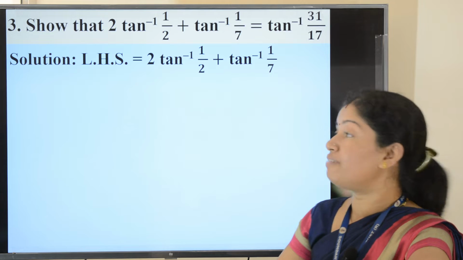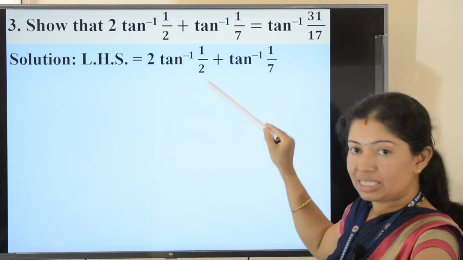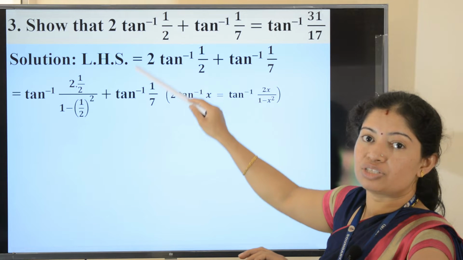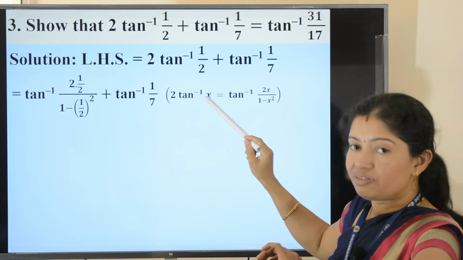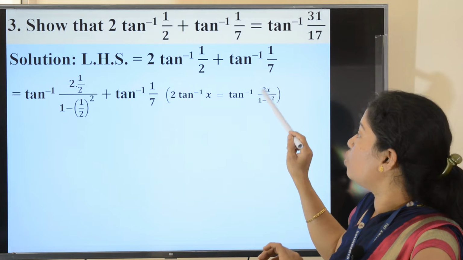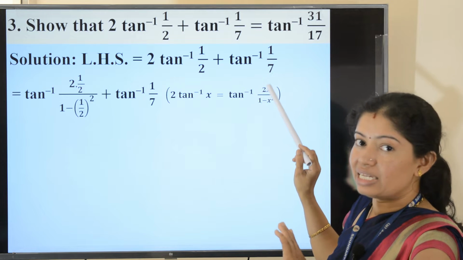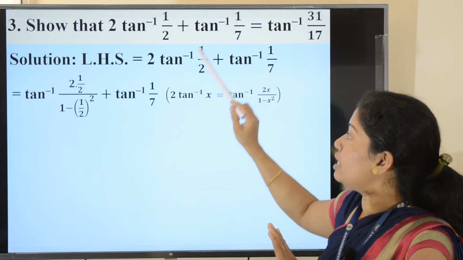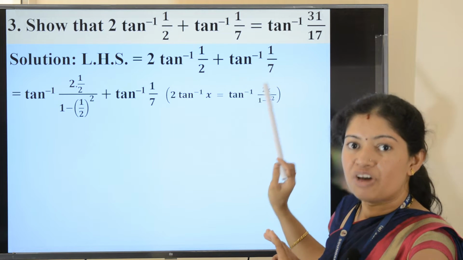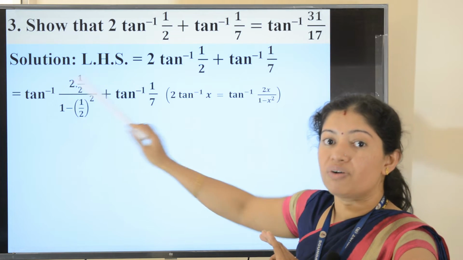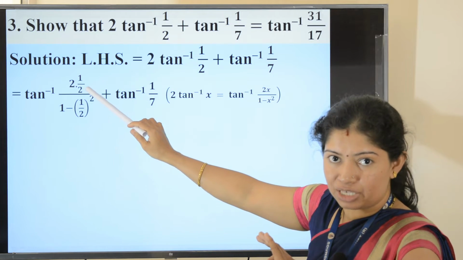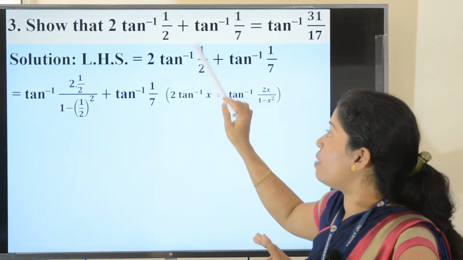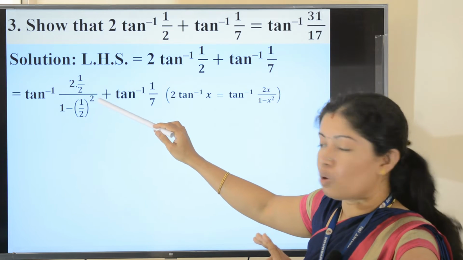So let us take the left hand side. Left hand side you write this one as it is, then you apply the property to the first term, that is 2 tan inverse of 1 by 2. Which property? 2 tan inverse of x is equal to tan inverse of 2x divided by 1 minus x square. Let us apply this property only to the first term of our left hand side. So this 2 tan inverse of 1 by 2, by using this property we can write as tan inverse of 2x. So 2 into 1 by 2 divided by 1 minus x square, that is divided by 1 minus, what is our x? x is 1 by 2. So 1 by 2 whole square.